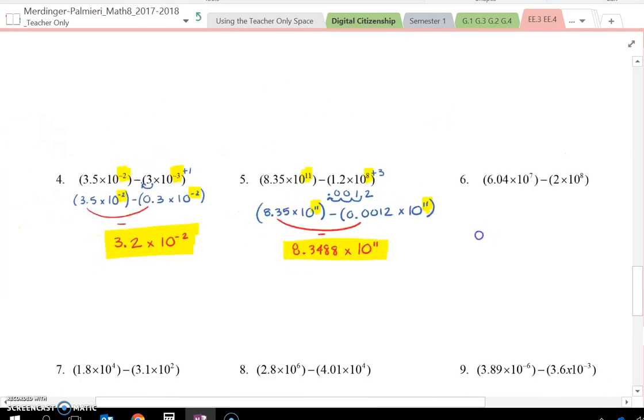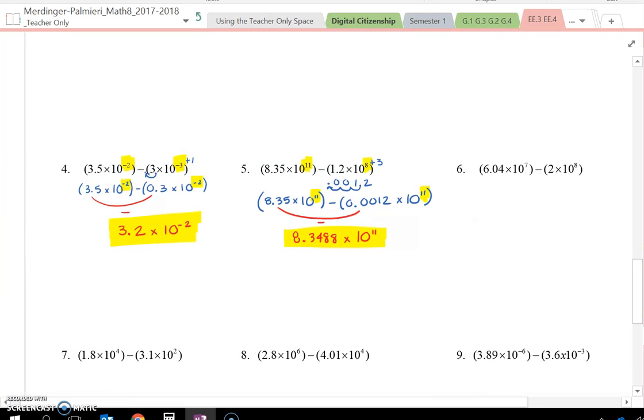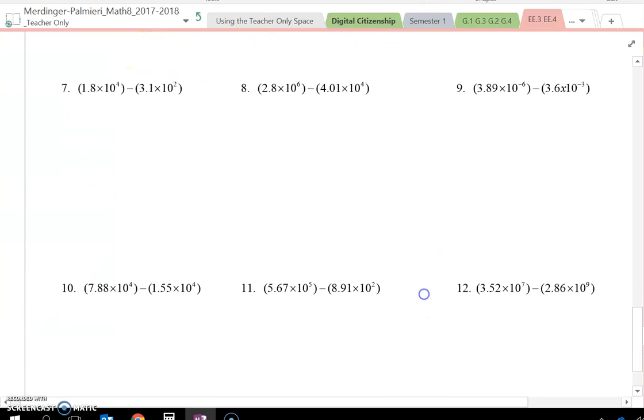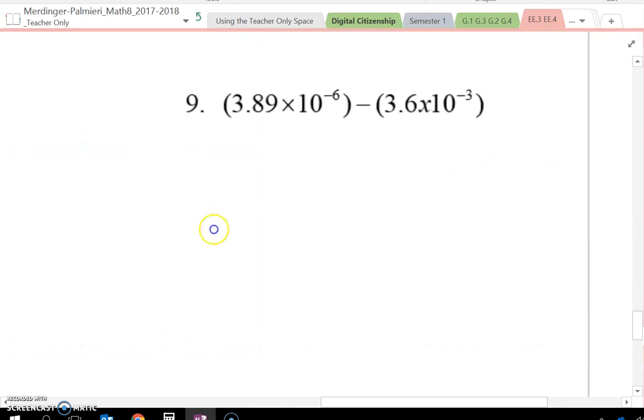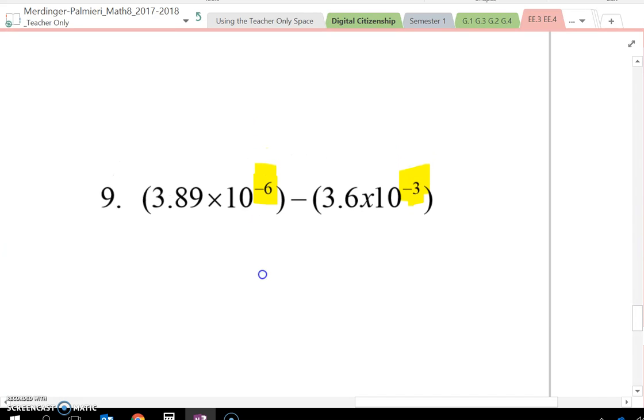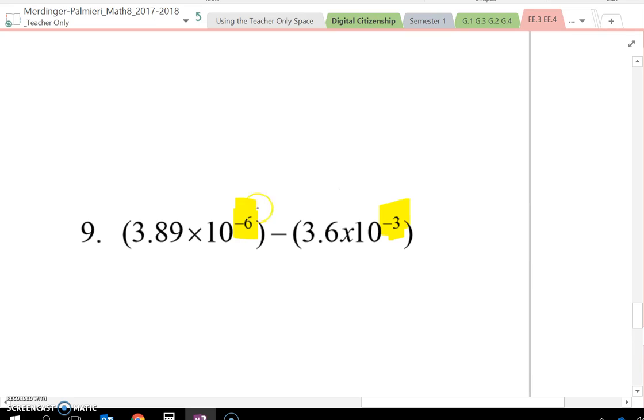Alright, let's work out just 1 or 2 more. And I'm just kind of browsing to see which ones are more complicated. And we're going to look at number 9 together, and I think that should be the last one that we're going to do. So looking at my exponents again, I have a -6 and a -3. I want to bring my smaller one to match the larger, so the -6 is smaller. To turn a -6 into a -3, we are going to add 3.